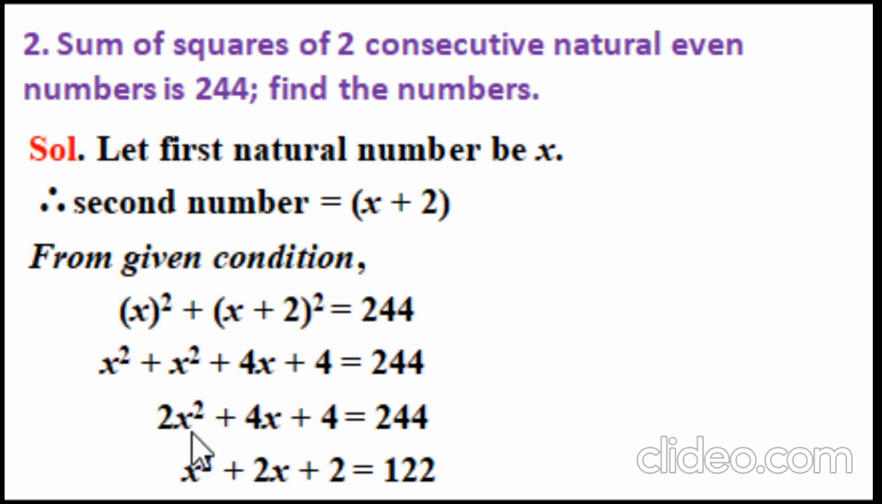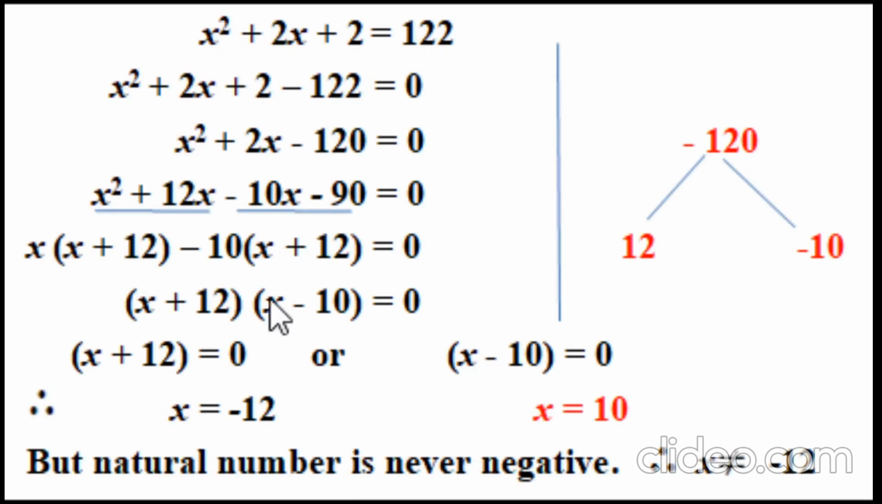By solving this we get x square plus 2x plus 2 is equal to 122, by dividing the right hand side by 2. So x square plus 2x plus 2 minus 122 is equal to 0. Here plus 2 and minus 122 gives minus 120. So x square plus 2x minus 120 is equal to 0.